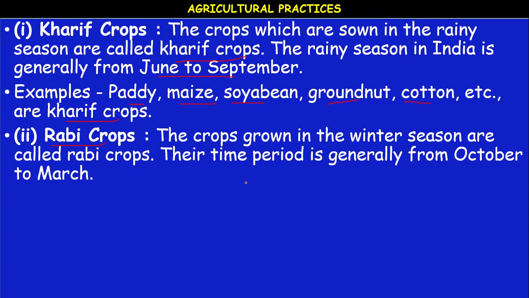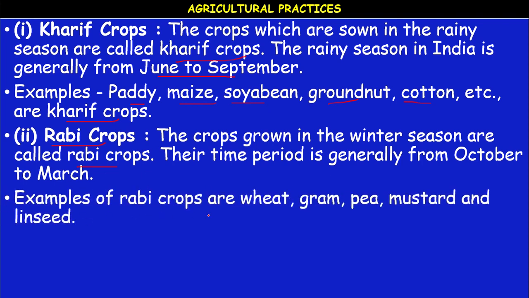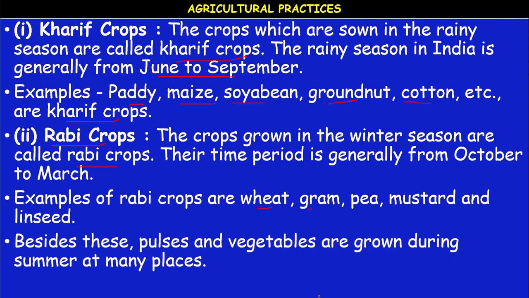Okay. So, these are the crops grown in the winter season. They are called rabi crops and their time period is generally from October to March. So, examples of the rabi crop are wheat, gram, pea, mustard and linseed. Besides these, pulses and vegetables are grown during summer at many places.